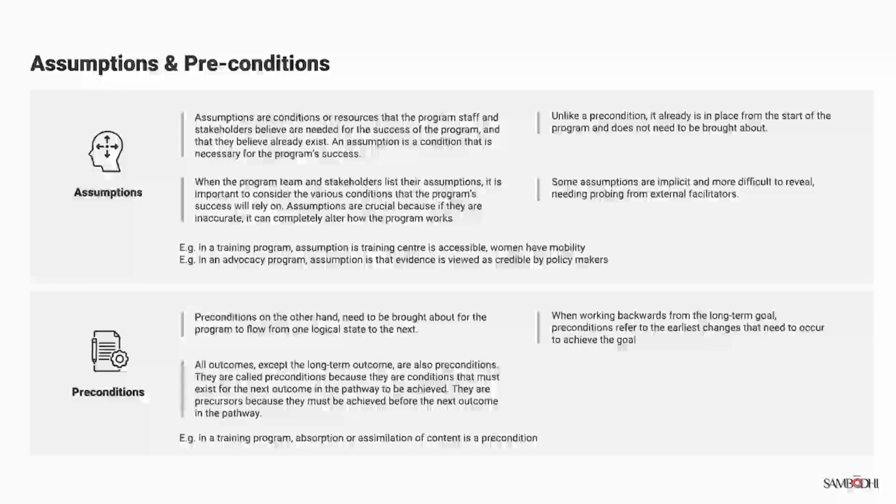For example, in a training program, the long-term outcome may be to improve the students' overall skills and knowledge. To achieve this, several intermediate outcomes need to be achieved, such as the students grasping the taught concepts, successfully applying those concepts in practical situations, and demonstrating an overall improvement in their skills.